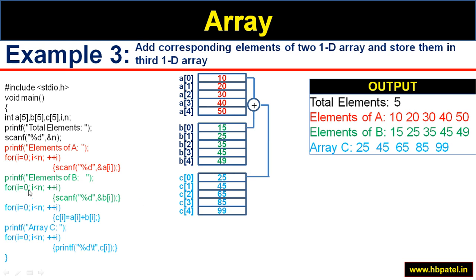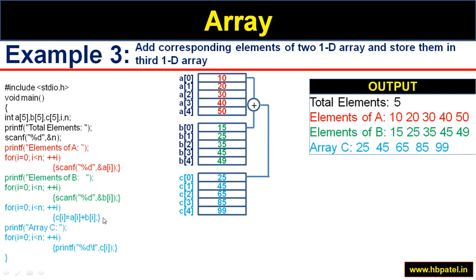And then once I have A and B readily available with me, I'll be running one loop, i equal to 0, i less than 5. So C[i] equal to A[i] plus B[i]. It will be C[0] equal to A[0] plus B[0], C[1] equal to A[1] plus B[1], C[2] equal to A[2] plus B[2], and likewise.